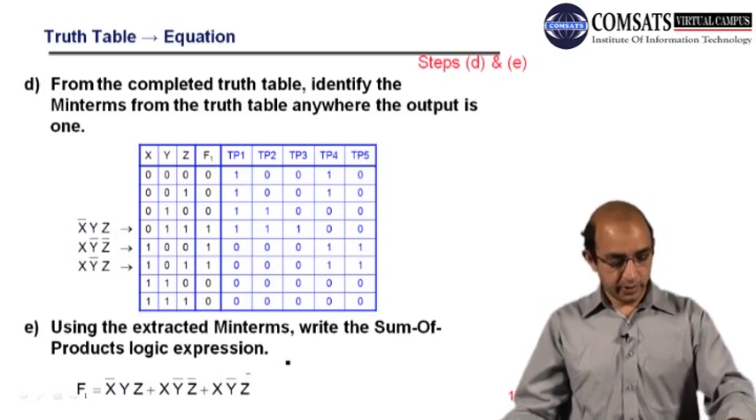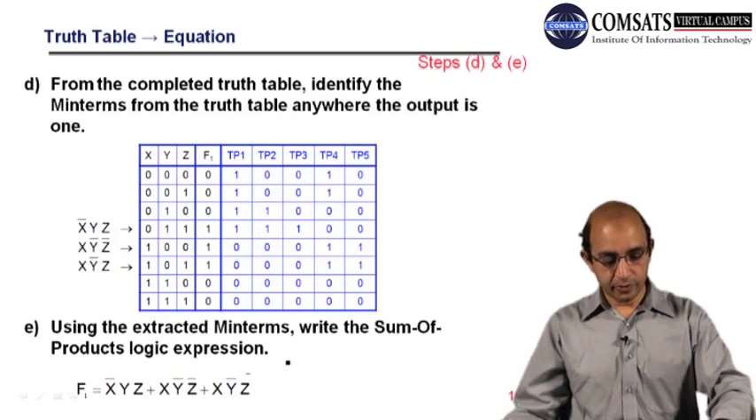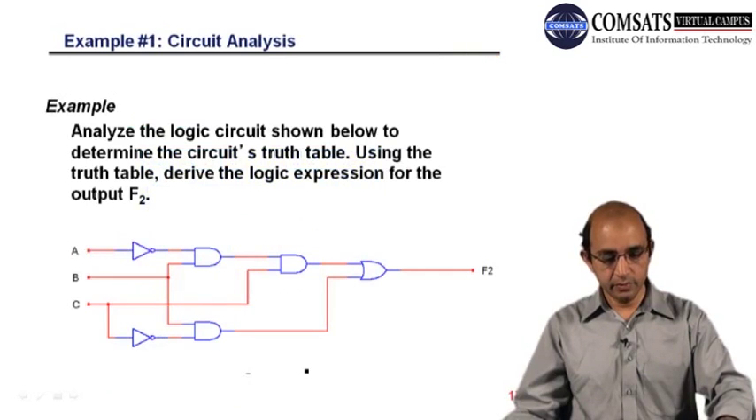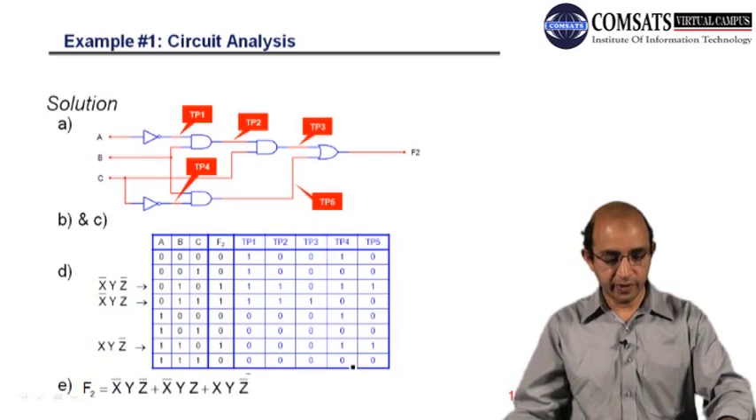So we have to write the sum of the products. This is the logical expression. This is the example which you can do on your own. Again the process is the same: we have to tag the test points, and then we will be calculating the output at those different test points, and we will construct the truth table. Then we will be having the min terms.